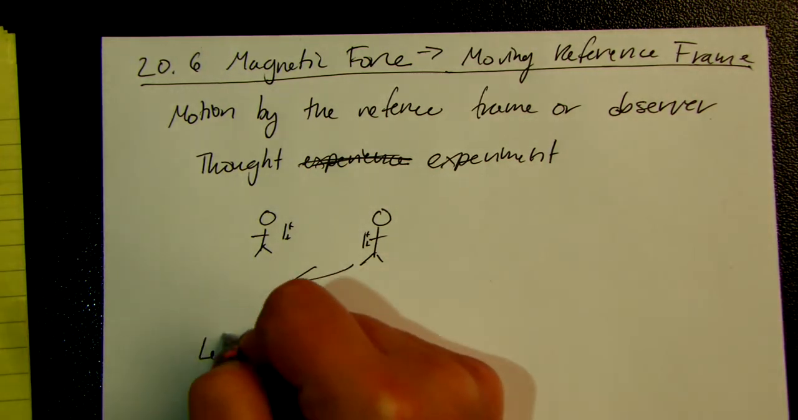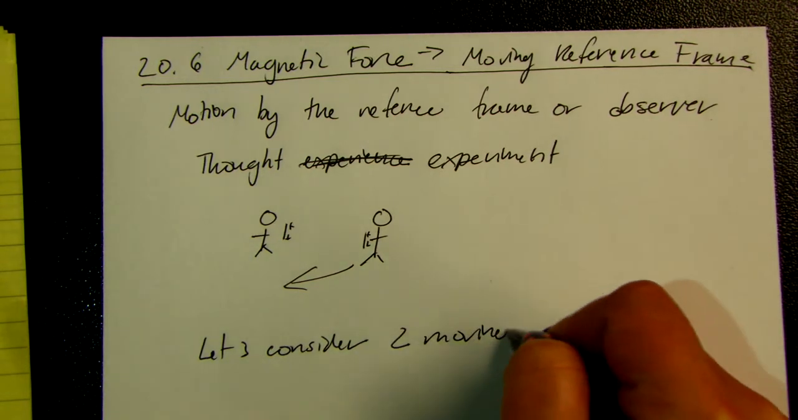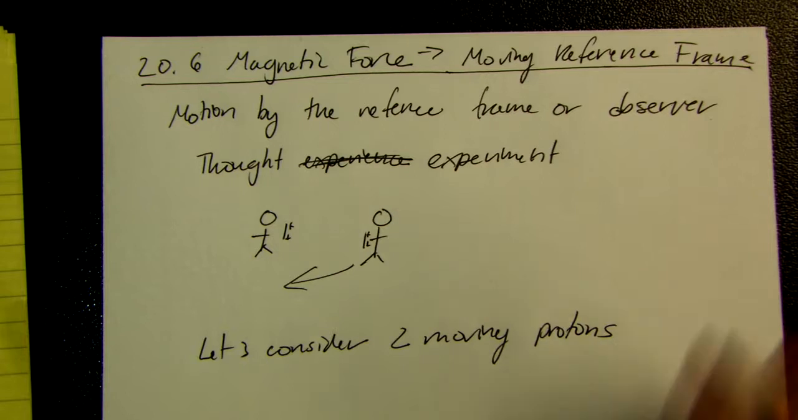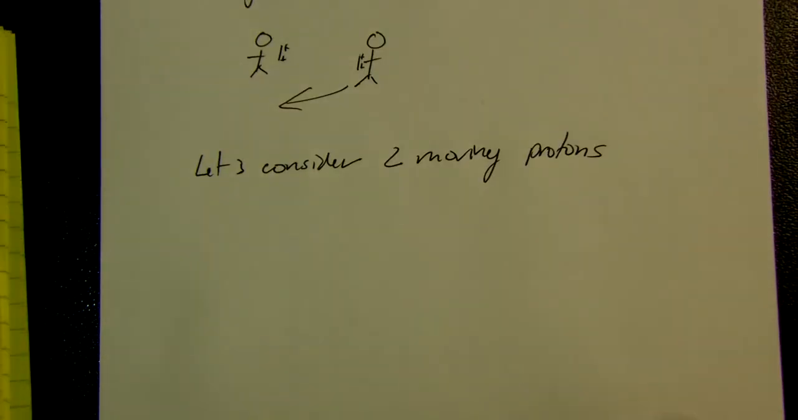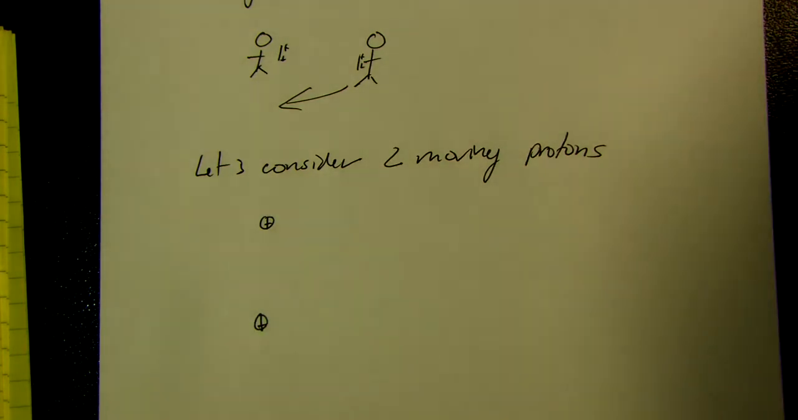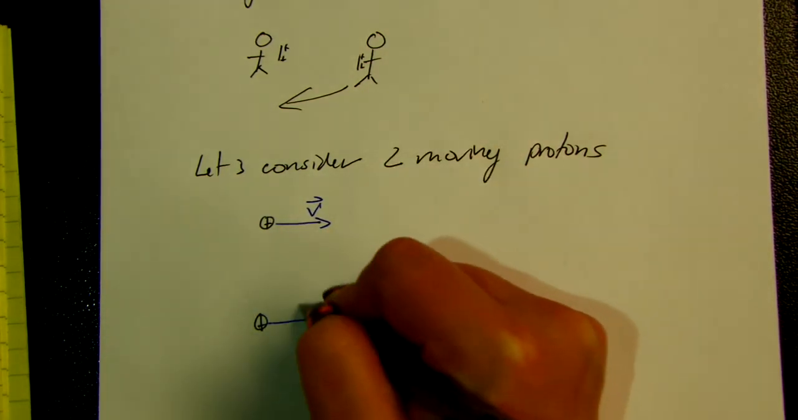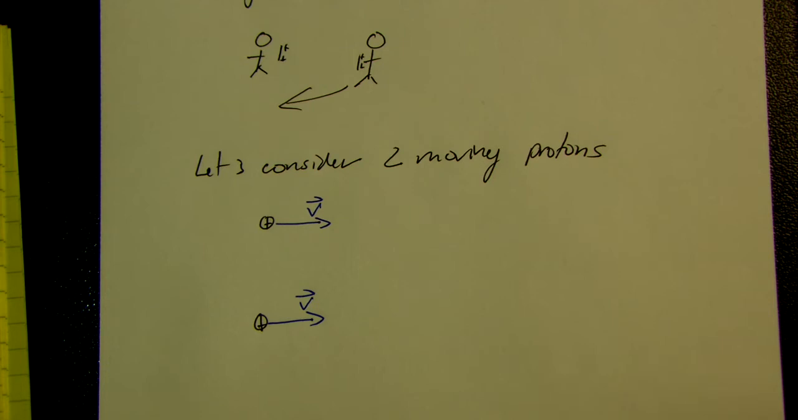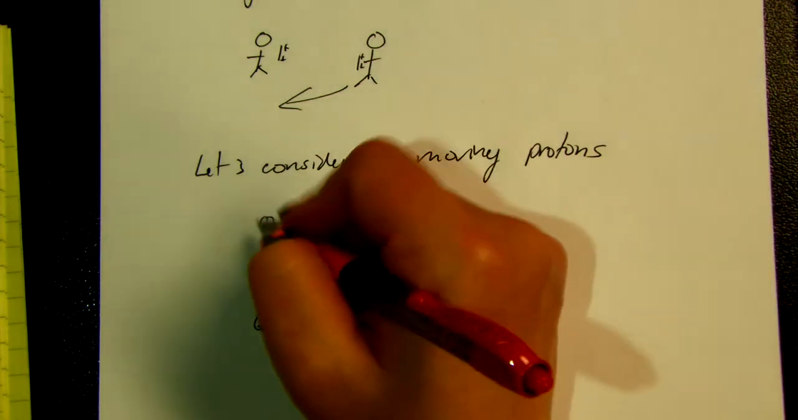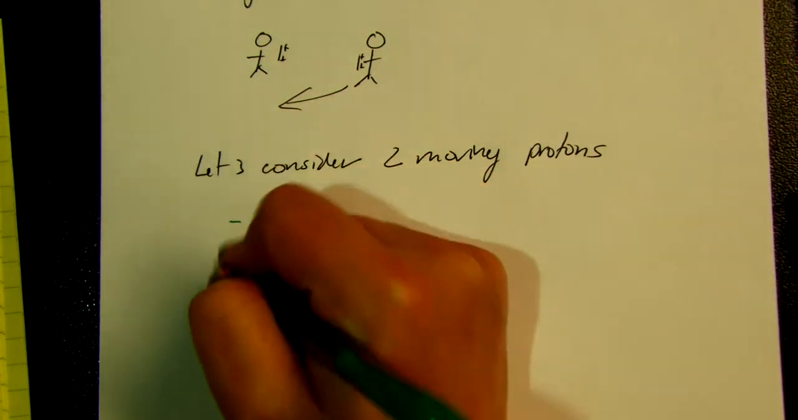All right, so let's consider two moving protons. This is a much better example than that one. So we've got our two moving protons, plus. They both have velocity in the same direction, so they're just moving in positive x. We've got the r hat vector between them, and we've got some distance r by which they are separated.